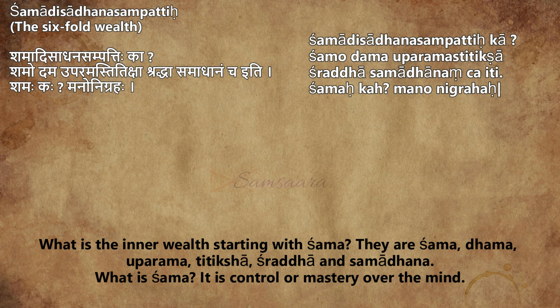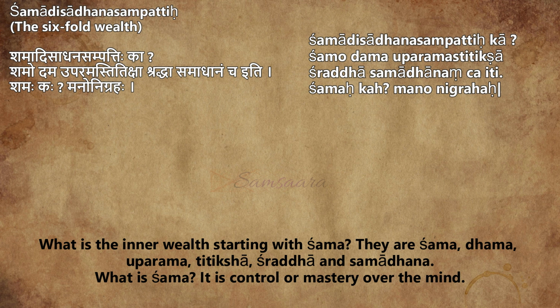So, in this verse, a set of 6 qualities was being talked about. What are they? Shamaha, control of the mind. Damaḥ, control of the senses. Uparamaha, continued control of the senses and the mind. Titiksha, patience, forbearance. Shraddha, faith. Samadhana, fixation on the goal. So the student asked, Shamadhi sadhana sampattihi ka? So what is Shama, etc.?